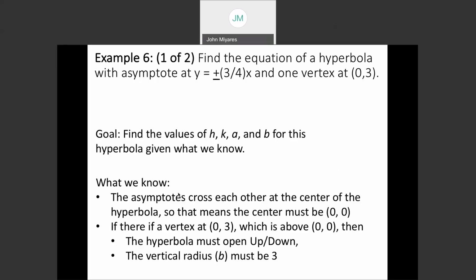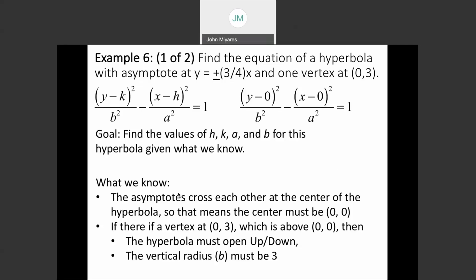Now, if it opens up and down, we're going to use the second form of the equation again that's shown above. y minus k quantity squared over b squared minus x minus h quantity squared over a squared equals 1. Since we know the center is at (0, 0), we can plug in h equals 0 and k equals 0. We also know that b equals 3, so we will have 3 squared as the denominator of the y term. And we show that here.